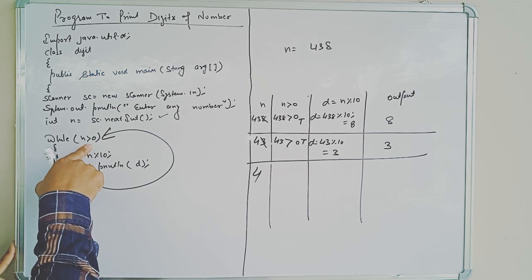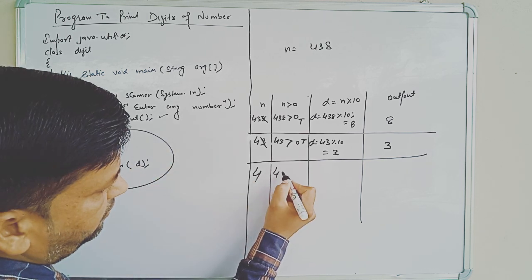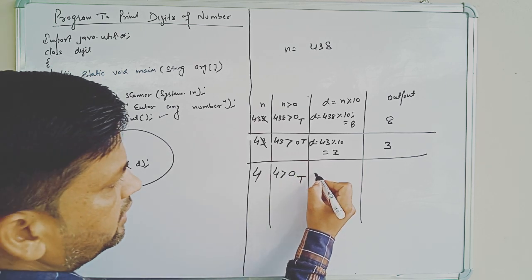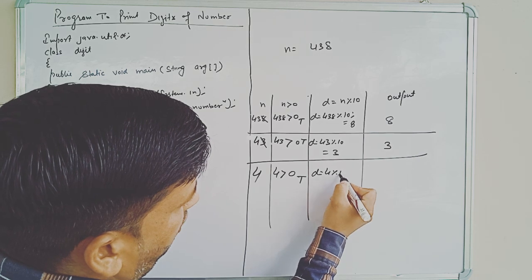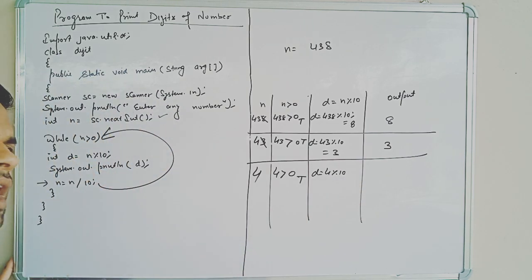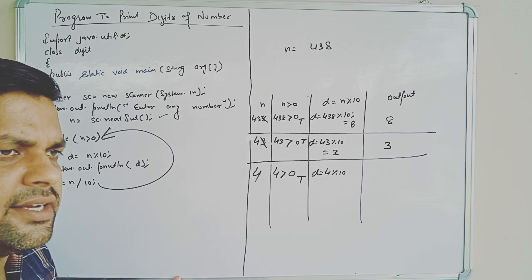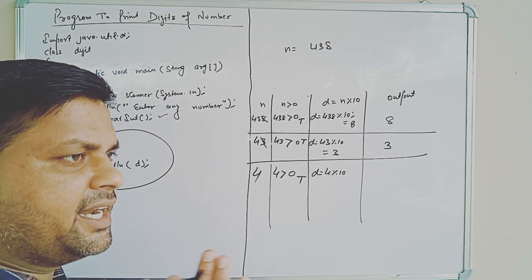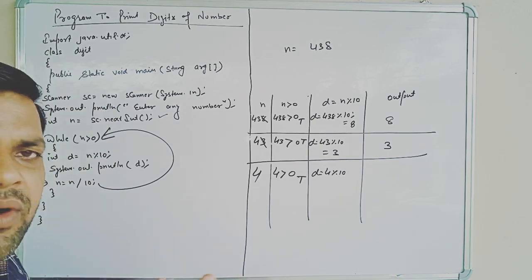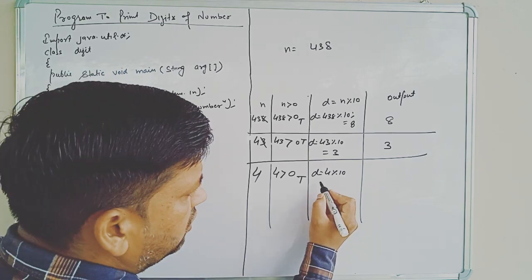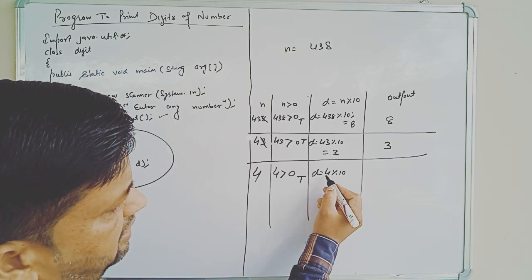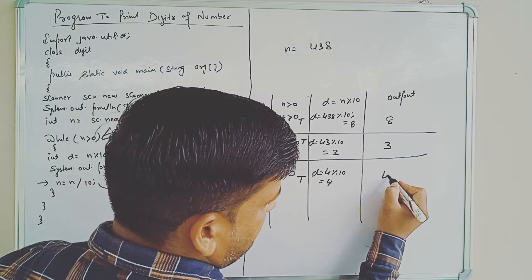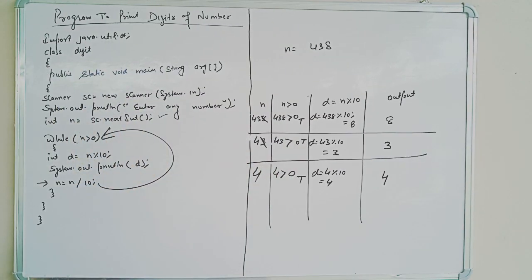Again control will come over here. Condition will be checked. 4 greater than 0. Condition true. Now d equal to 4 mod 10. Remember one thing, mod of a digit always be a digit itself. I'm saying digit, not a number. Digit means 1 to 9. So what will be the output of 4 mod 10? Output will be 4. So what will be printed on the console? 4 will be the output on the console.